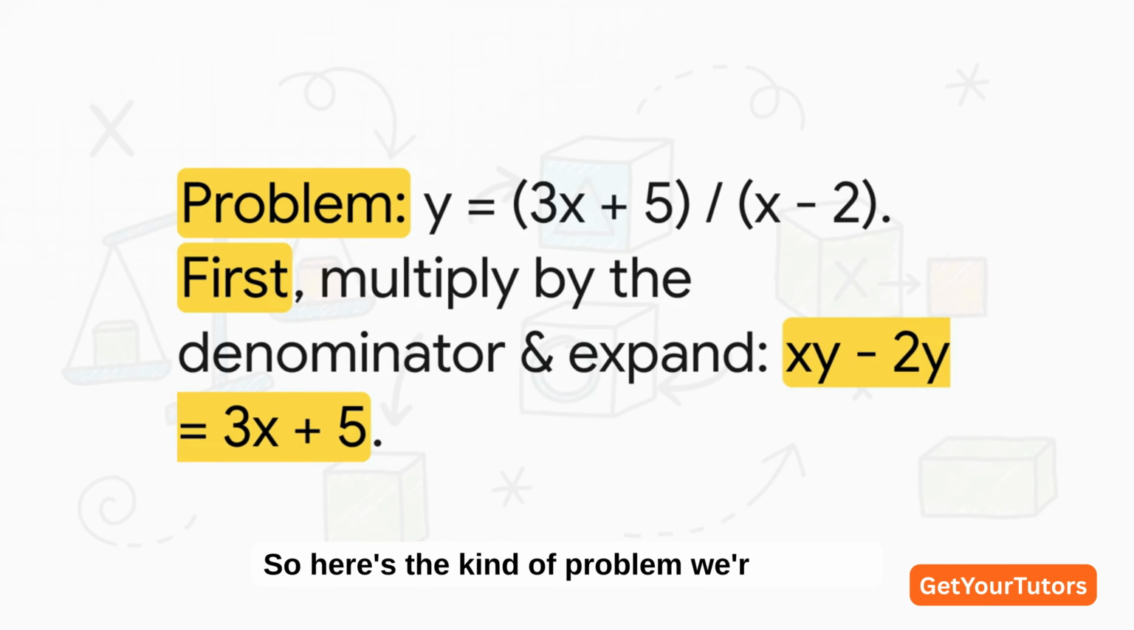So here's the kind of problem we're facing. To make x the subject, we first need to get it out of that fraction. It's trapped. The easiest way to bust it out is to multiply both sides by what's on the bottom, that x minus 2, and then just expand out the bracket.